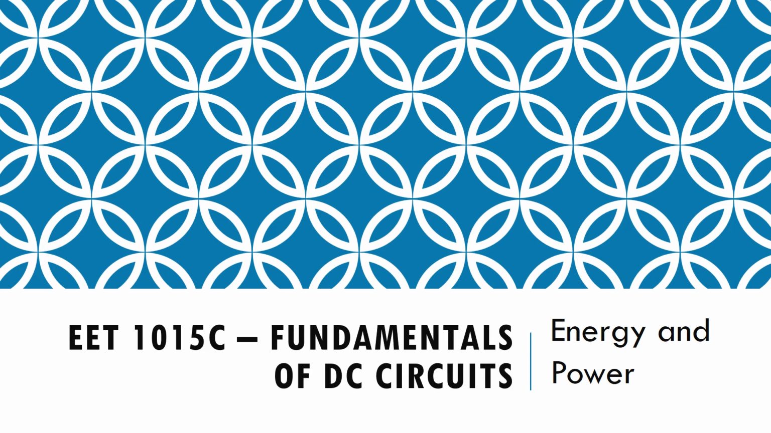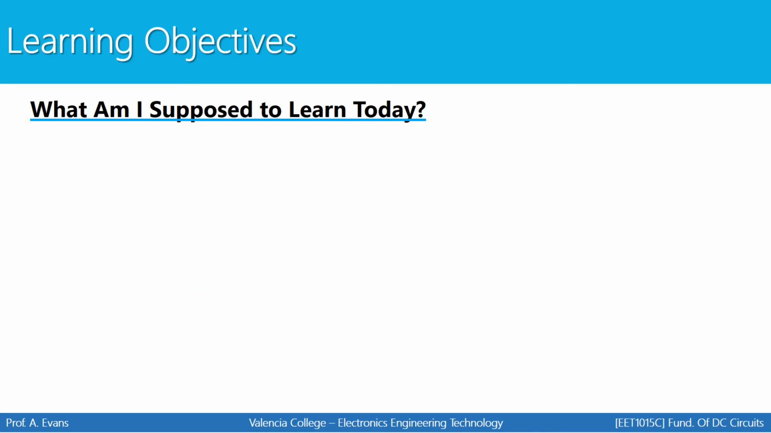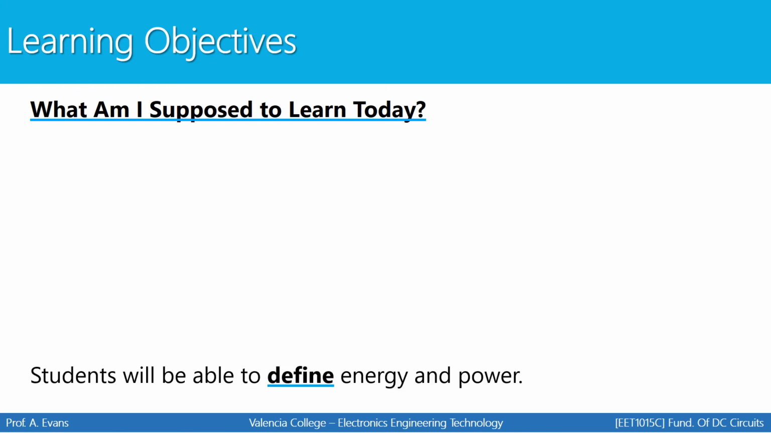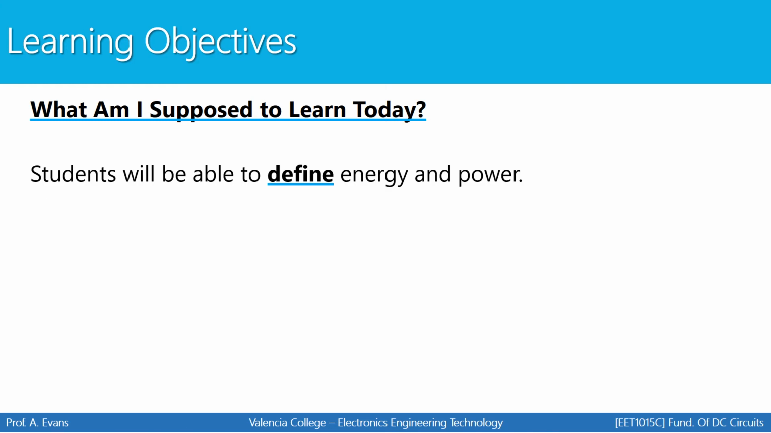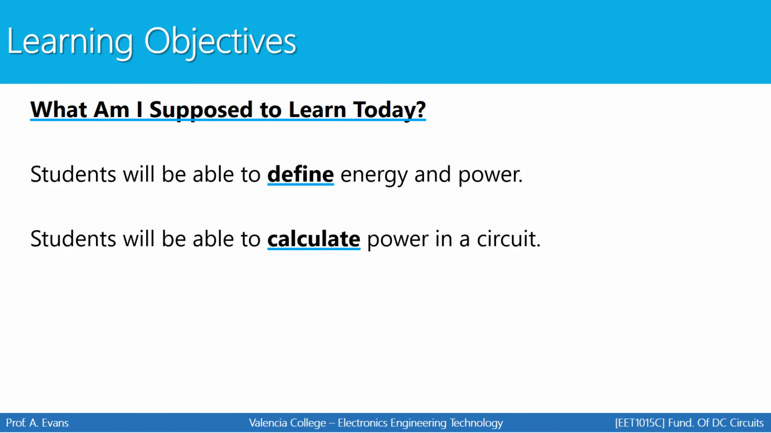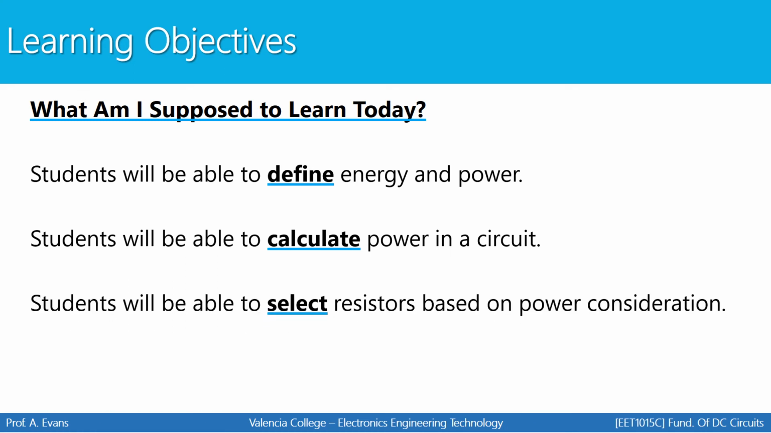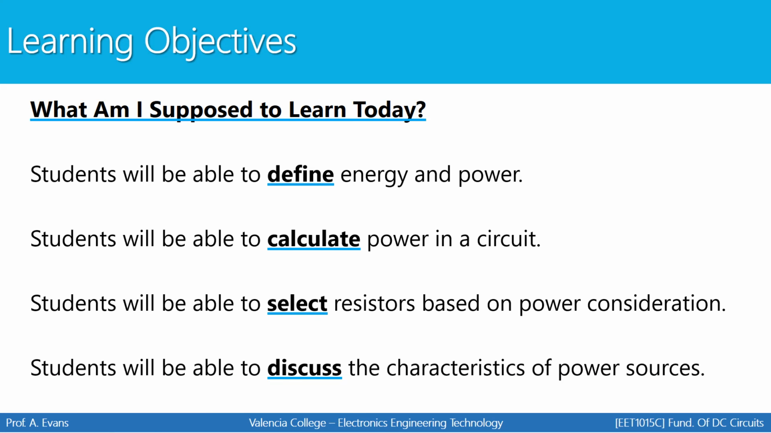This first video will cover energy and power. The objectives for this video are to be able to define the terms energy and power, to be able to calculate the power in a circuit, to be able to select resistors based on a power consideration, and to discuss the characteristics of DC power sources.